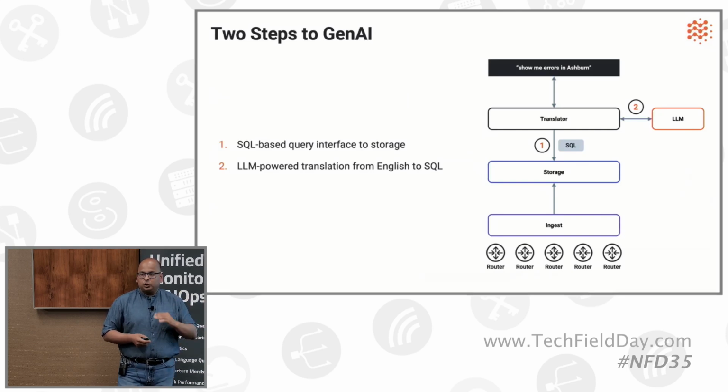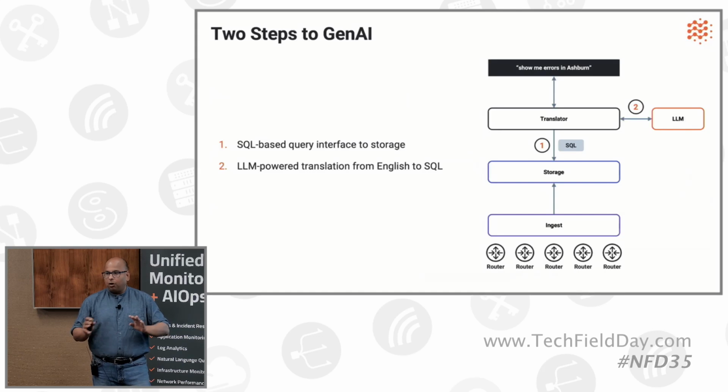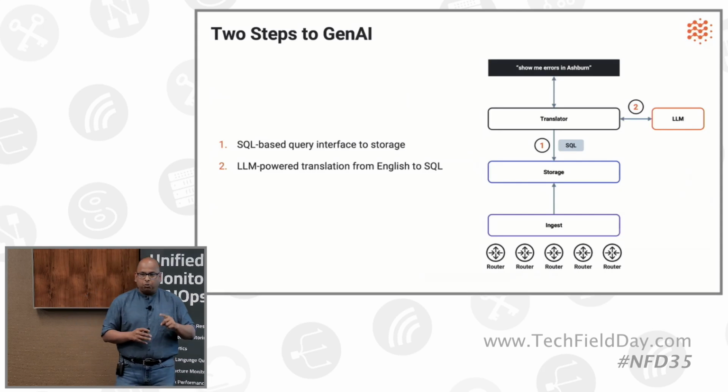The first step in solving the query problem is you need to have a uniform query interface to your storage layer. Even though it's SNMP at the bottom or Kafka, what have you, you need to decide on a uniform query interface. And why that uniform query interface is important will become evident later on. And we've settled on SQL as that uniform query interface.